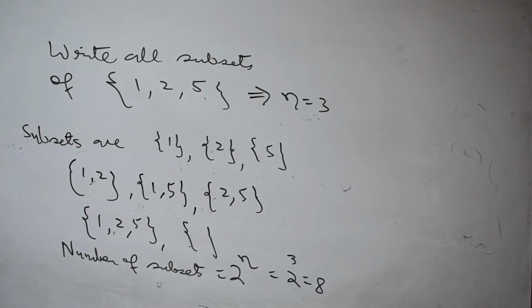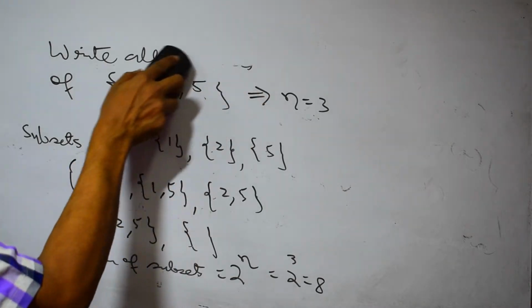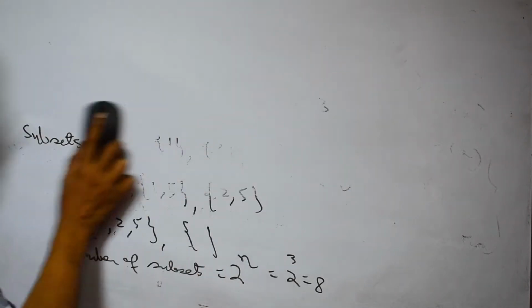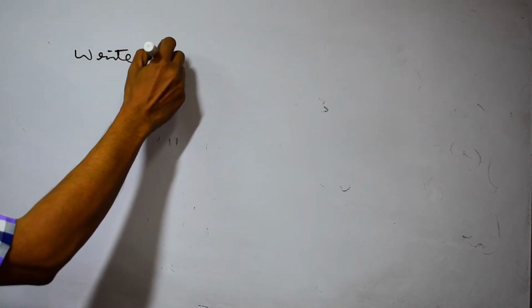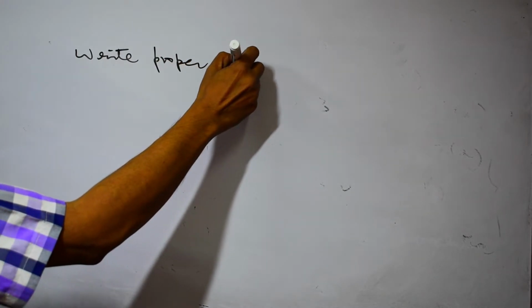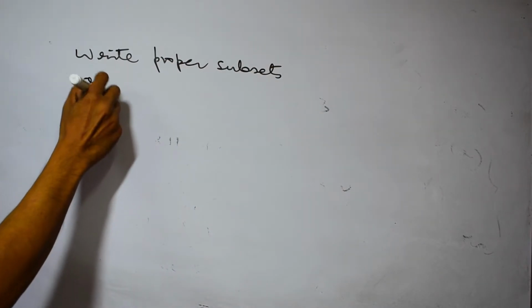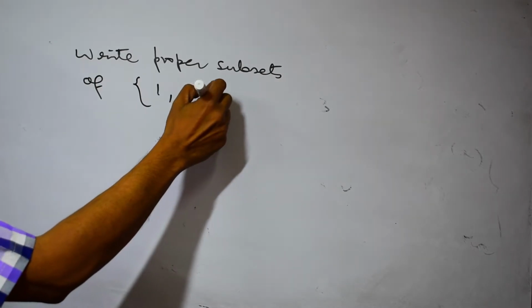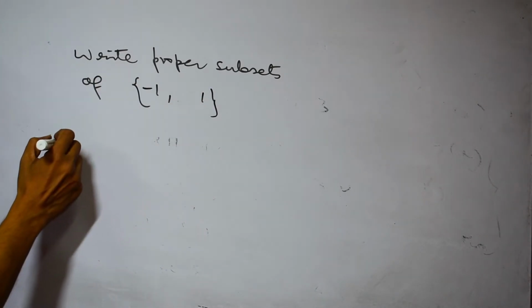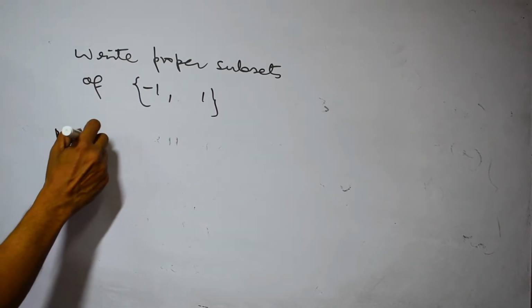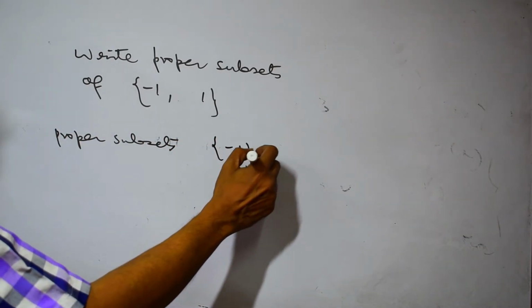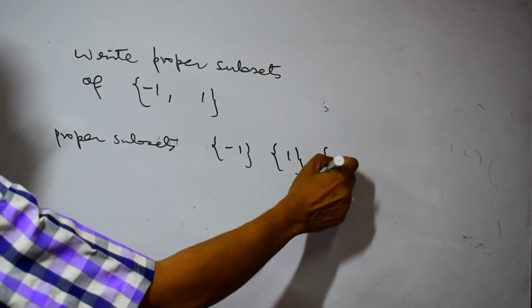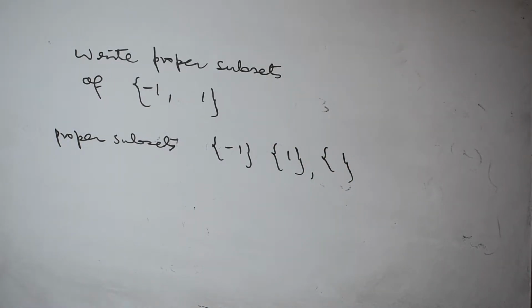But if I say write the proper subsets of a set, then we don't take the given set. Proper subsets of a set like {1, -1} or {-1, 1}: the proper subsets will include the null set, and the null set will be included, not the given set.